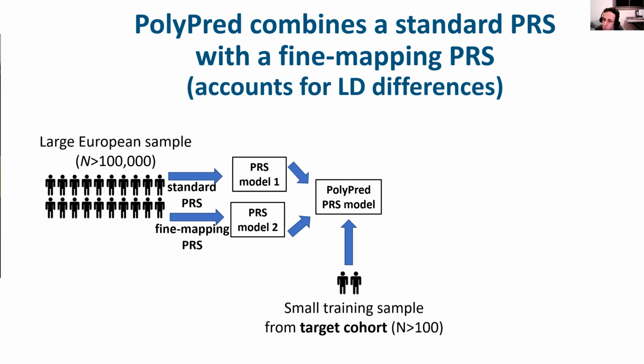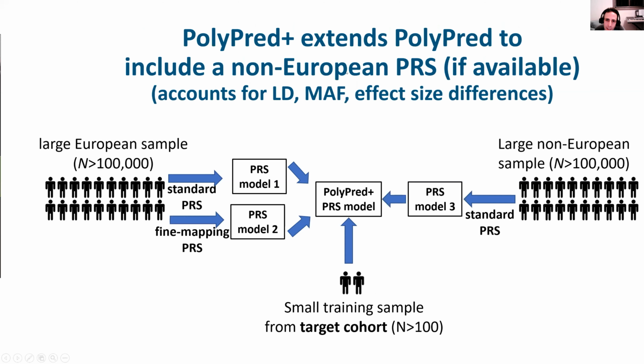So, okay, this is PolyPred. This accounts for LD differences, but we still didn't account for the allele frequency differences that I described in the beginning. In order to do that, we have PolyPred-plus, which extends what we just did. I said that we also need another data set, another cohort of people with non-European ancestry. And this is exactly what we did here.